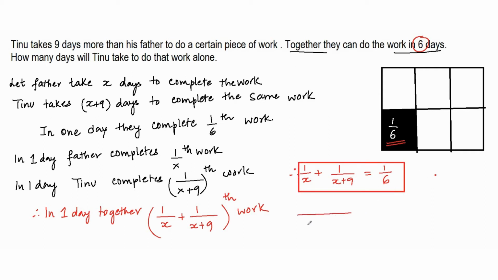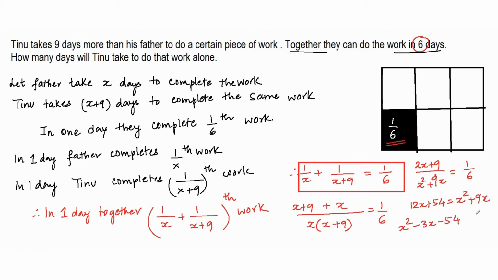And now I can find the LCM and find the value of x. So LCM is again x into (x plus 9). Cross multiplying, I get (x plus 9 plus x) is equal to 1/6. And therefore (2x plus 9) divided by (x square plus 9x) is equal to 1/6, which means 12x plus 54 is equal to x square plus 9x, or x square minus 3x minus 54 is equal to 0, or (x minus 9) into (x plus 6) is therefore equal to 0, which means the value of x has to be 9.